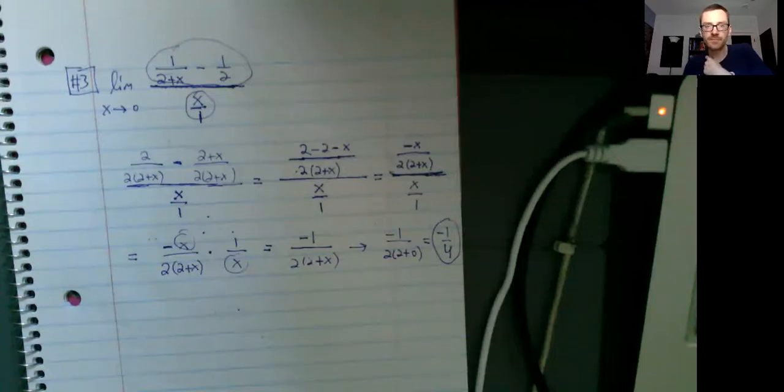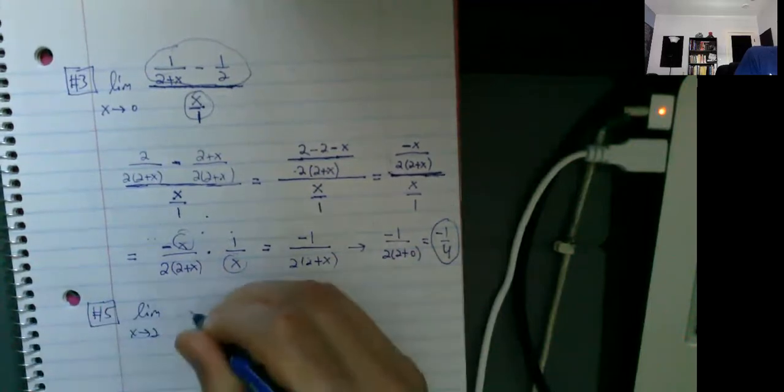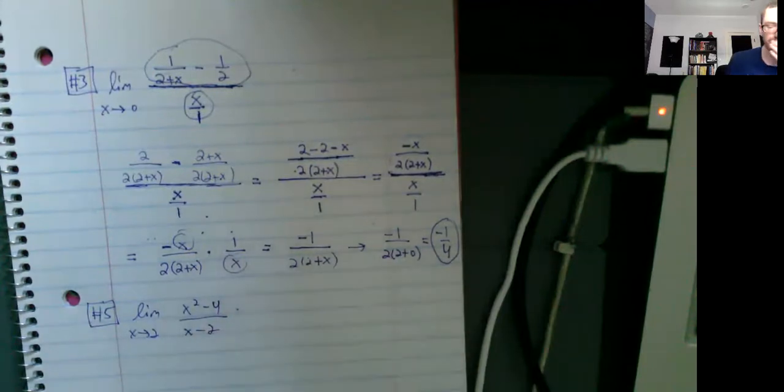As you can see, a lot of these problems are really just exercises in algebra. Number 5 from the same section is pretty fast, but you have to remember what to do. It's the limit as x approaches 2 of (x squared minus 4) over (x minus 2).